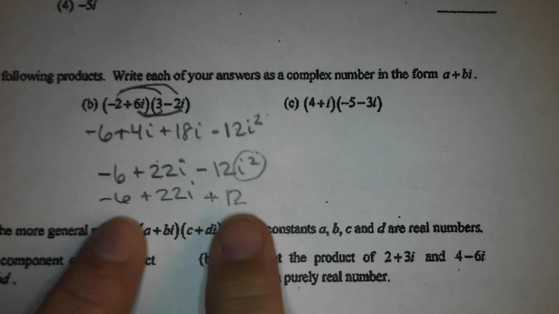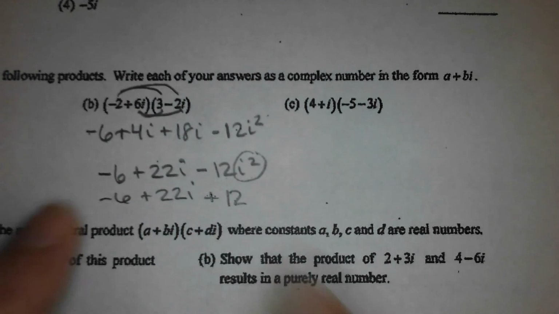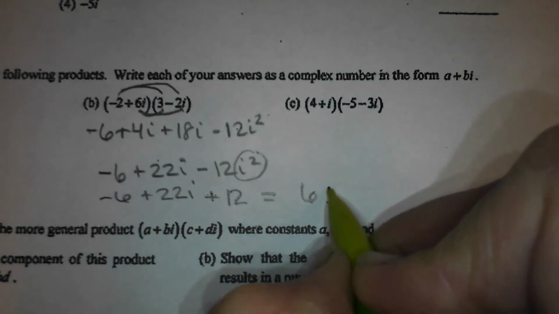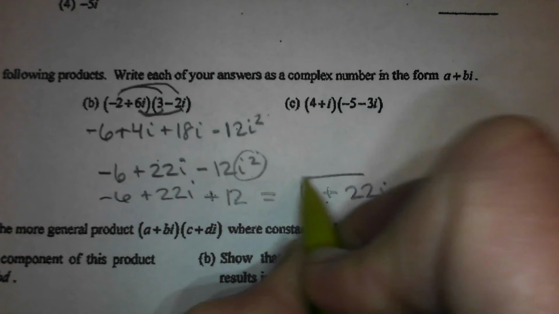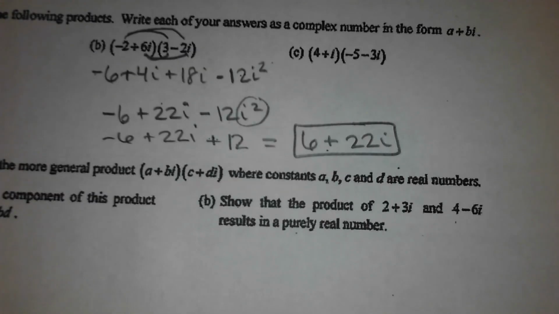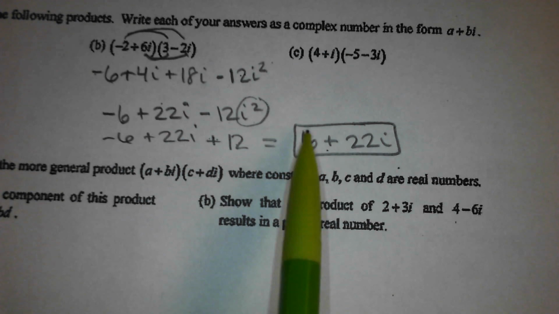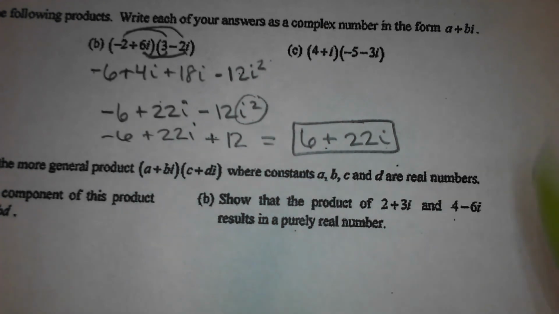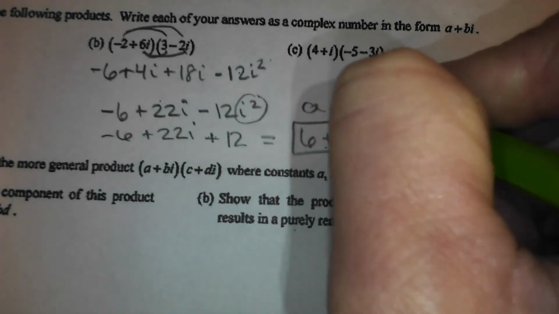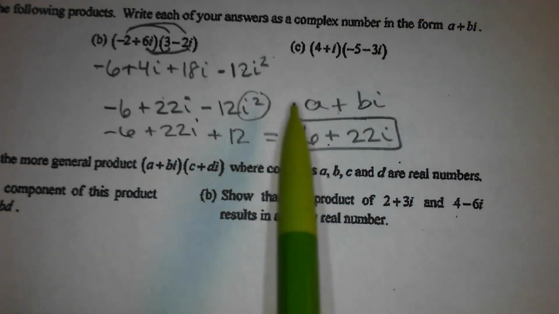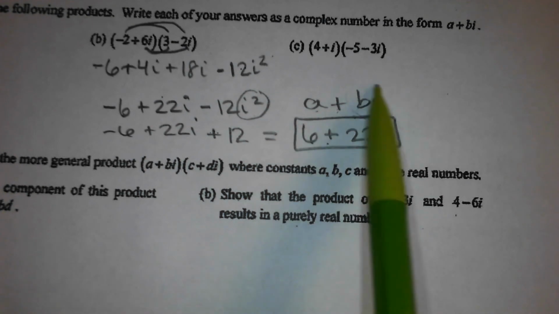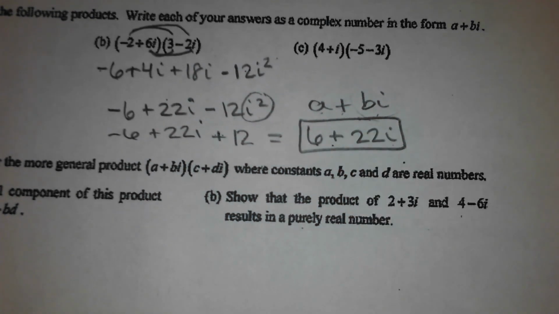And then you're going to combine your constants. Negative 6 plus 12 is 6. And then you just have your plus 22i. By the way, your I term always comes second. It's your constant, 6, plus your I. The format is A plus BI. This is your regular number, and this is your imaginary portion.